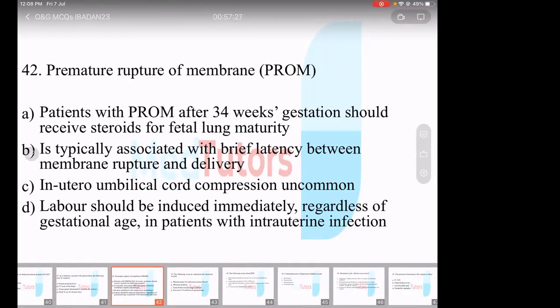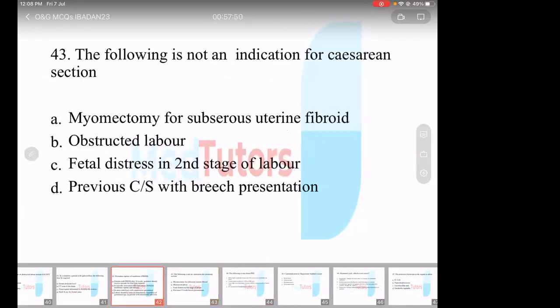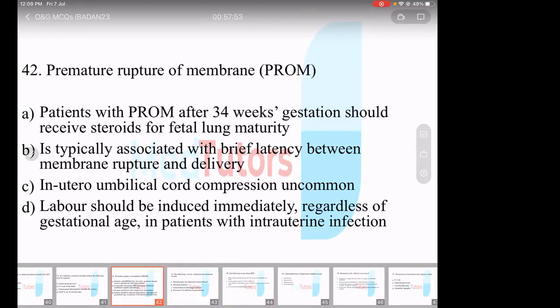Then question 42, premature rupture of membrane. A, patients with PROM after 34 weeks gestation should receive steroids for fetal lung maturity. This is not correct because lung maturity has already been achieved. So any woman with PROM after 34 weeks does not require steroid. Less than 34 weeks, yes, you can give her. B, is typically associated with brief latency between membrane rupture and delivery. Yes, as the membrane ruptures, labor starts to set in.